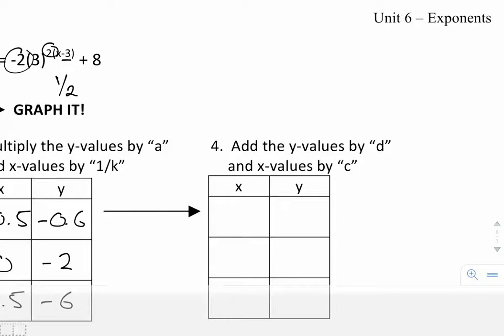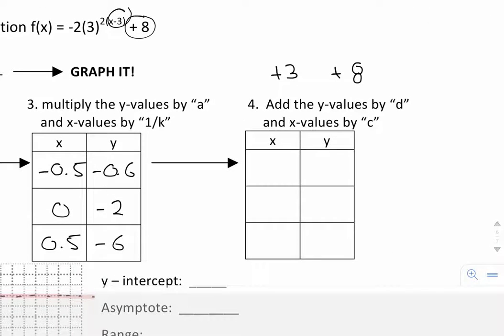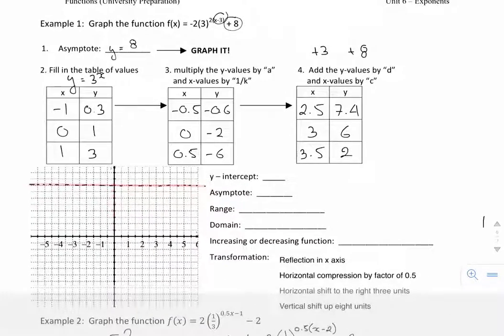Finally, I add d to my y values and c to my x values. So in this case, my c value, let's go back to our equation over here. My c value is the opposite of -3. So I'm going to have my x values +3, and my y values will be +8, which is just the number at the end. So what do I end up with? I have a 2.5 here, I have a 3 here, and a 3.5 here. As for my y values, I get 7.4, 6, and 2.